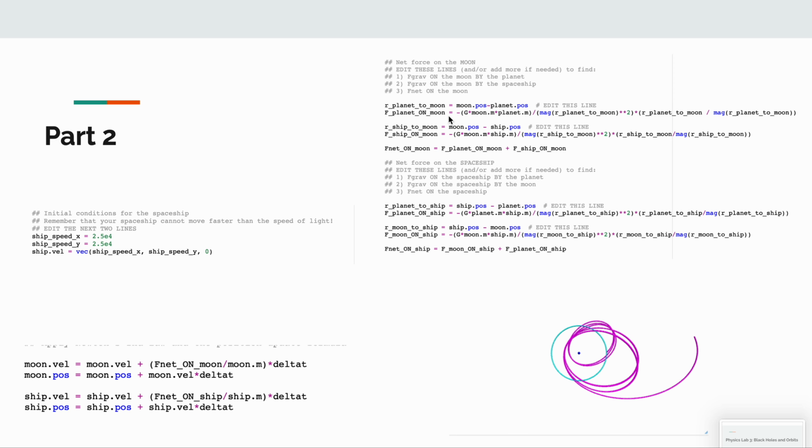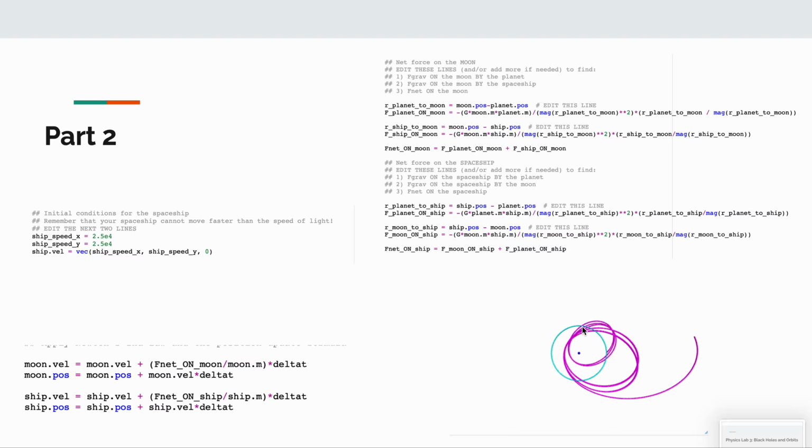To begin the second part, I calculated the force on the spaceship by the planet and the moon, and then I also calculated the force on the moon by the planet and the spaceship, and that way we were able to create, down here, velocity and position update formulas for the moon and the ship, which both moved. And then once I did that, I plugged in and tested different speeds for the ship to see which one would get the ship to orbit the planet and the moon.